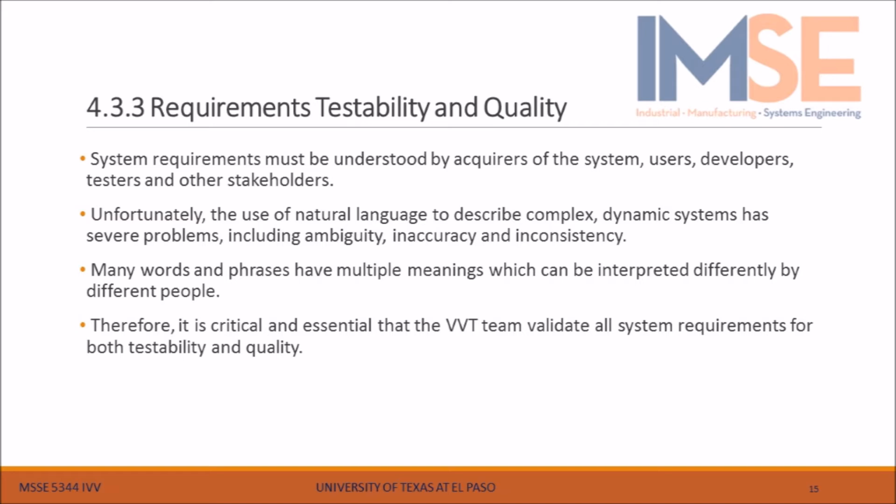4.3.3 Requirements, Testability, and Quality. System requirements must be understood by acquirers of the system, users, developers, testers, and other stakeholders. Unfortunately, the use of natural language to describe complex dynamic systems has severe problems, including ambiguity, inaccuracy, and inconsistency. Many words and phrases have multiple meanings which can be interpreted differently by different people. Therefore, it is critical and essential that the VVT team validates all system requirements for both testability and quality.